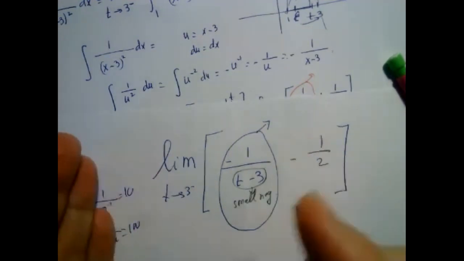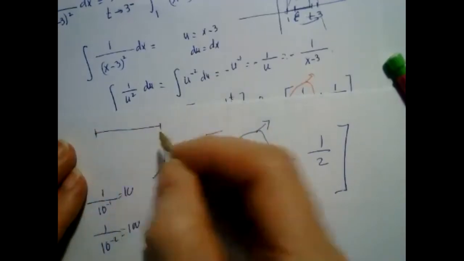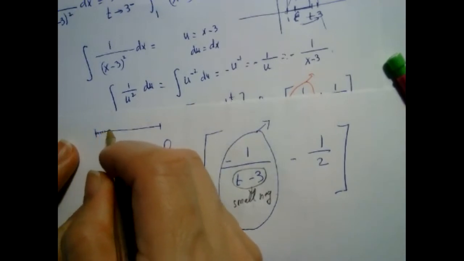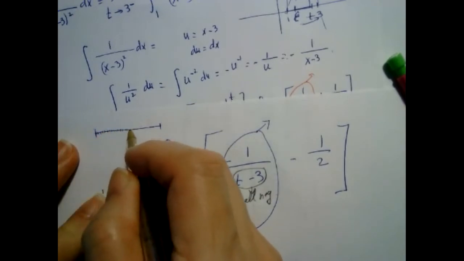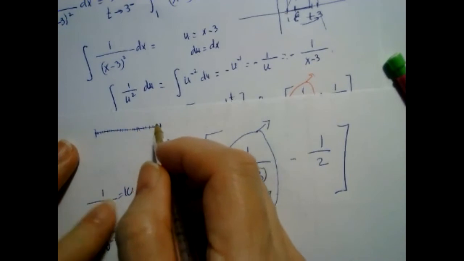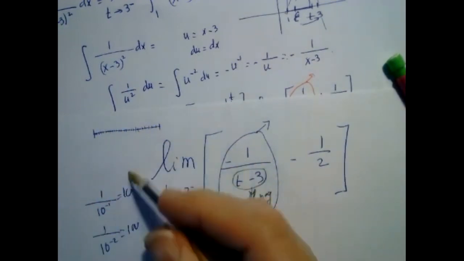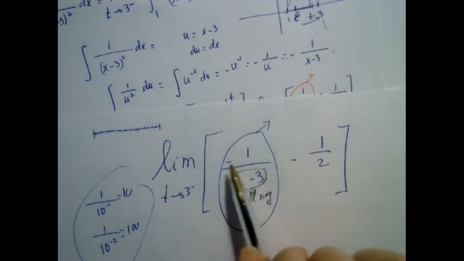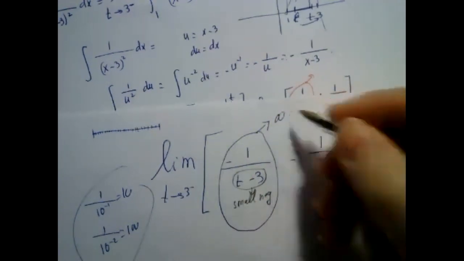If you have something of length 1 and you divide it into tiny, tiny pieces, you're going to get a lot of pieces. The tinier, the more pieces. So this is going to blow up to infinity. Now, is it positive or negative infinity? Positive, because it's a negative over a negative. Negative over negative, positive infinity.